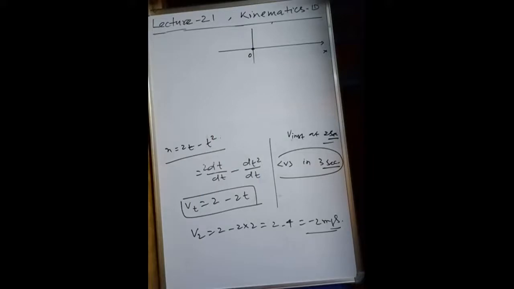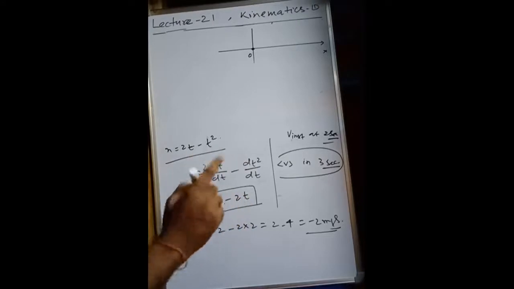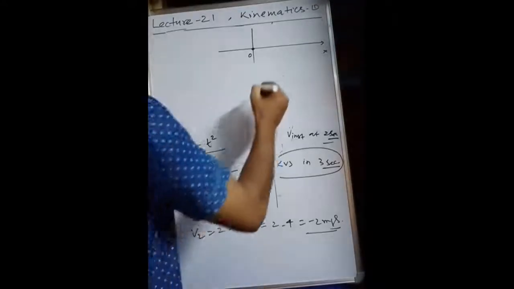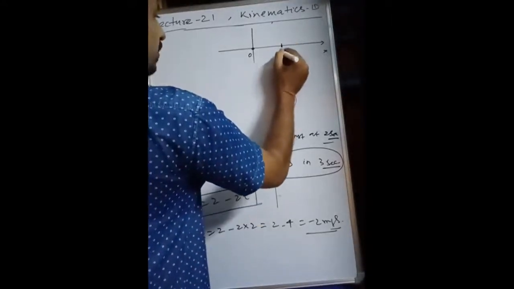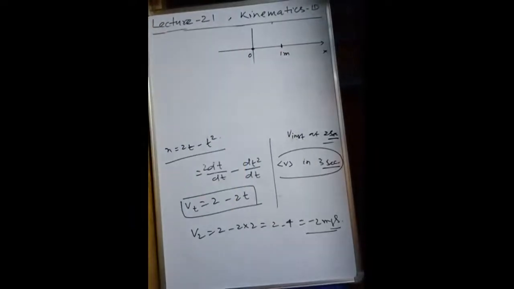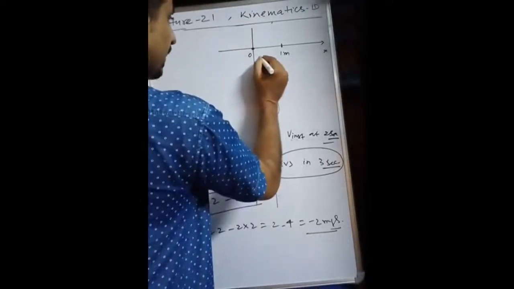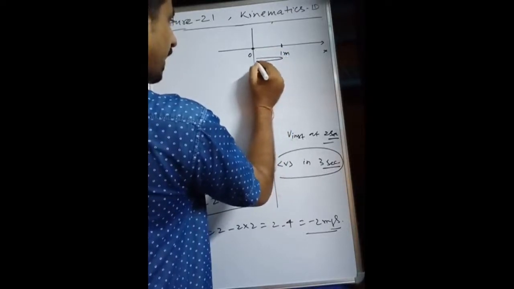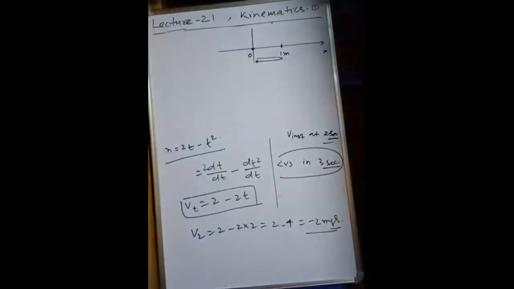As you increase the time, suppose at 1 second, you can see it will be 2 minus 1, that is at 1 meter. Very good. At 1 meter. At 2 seconds, it is 2 times 2 minus 4, and it is 0 meter. Again, the particle goes in this way, but it returns back in 2 seconds.